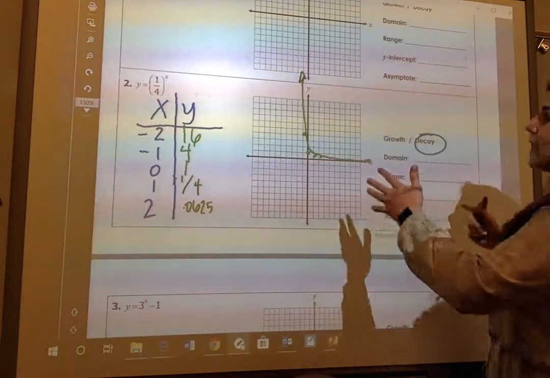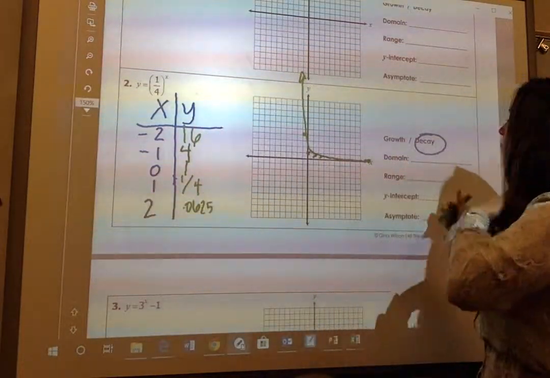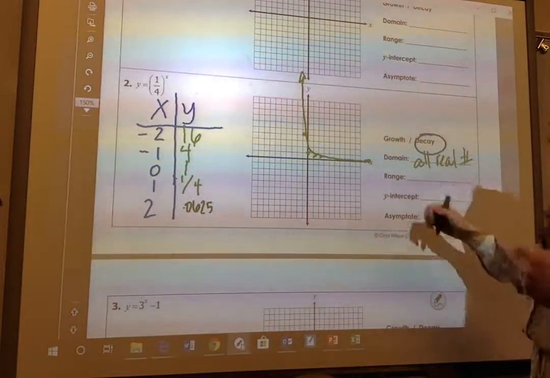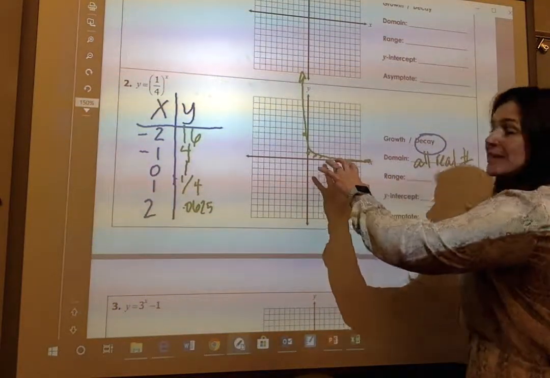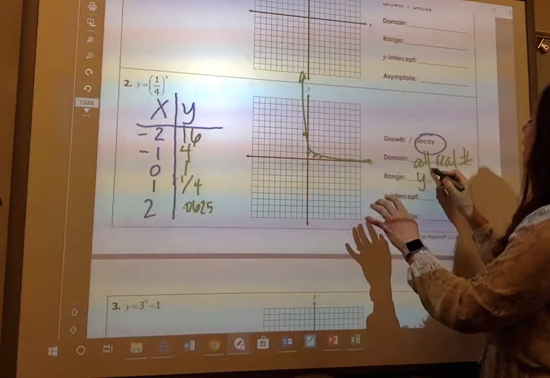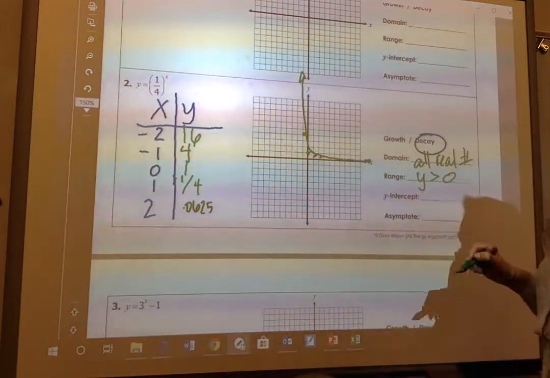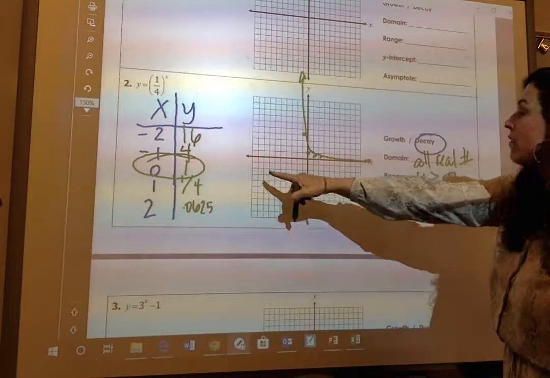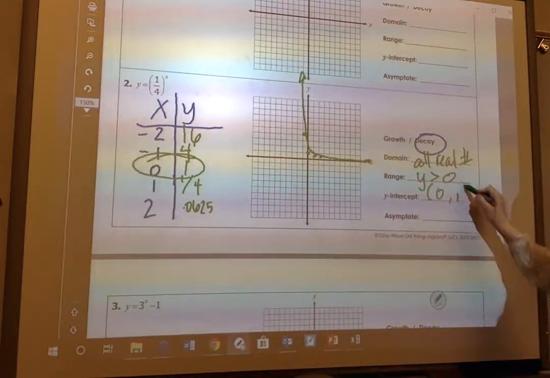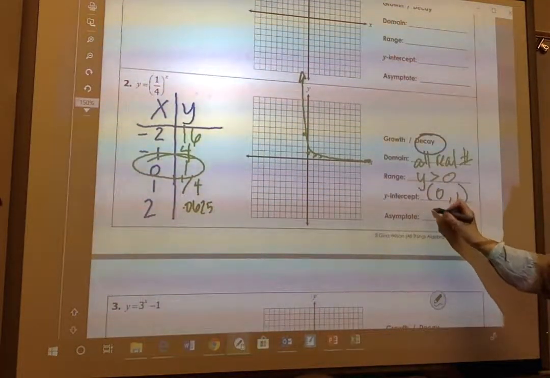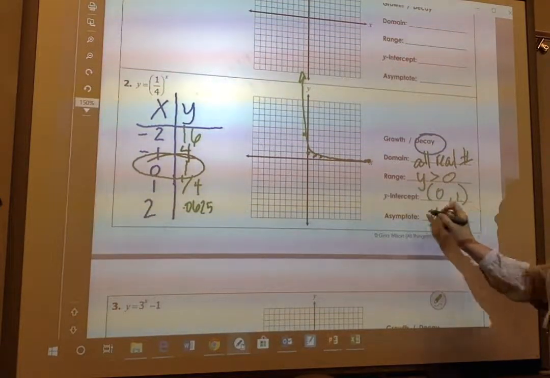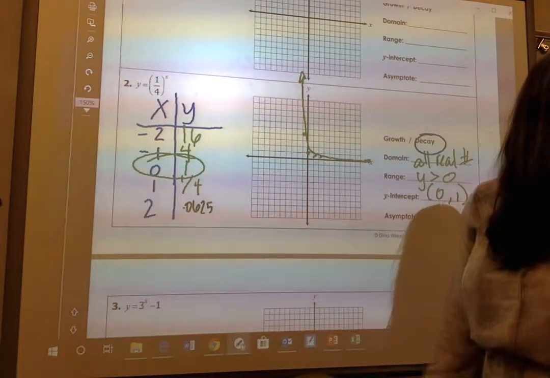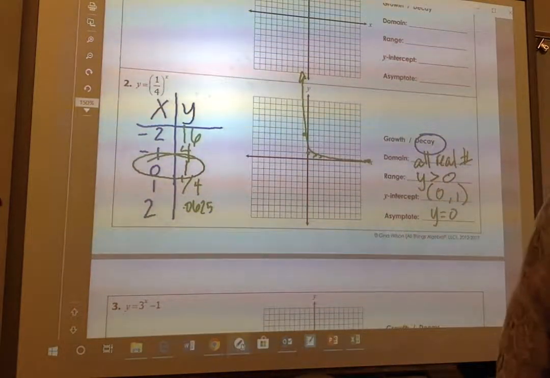So my domain can still go all the way left, all the way right, which is all real numbers. My range is it's not going to touch 0, so it's going to be y is greater than 0. And my y-intercept, notice on my table I found it, is going to be (0, 1), and my asymptote is going to be y equals 0 because that's the line. Okay?